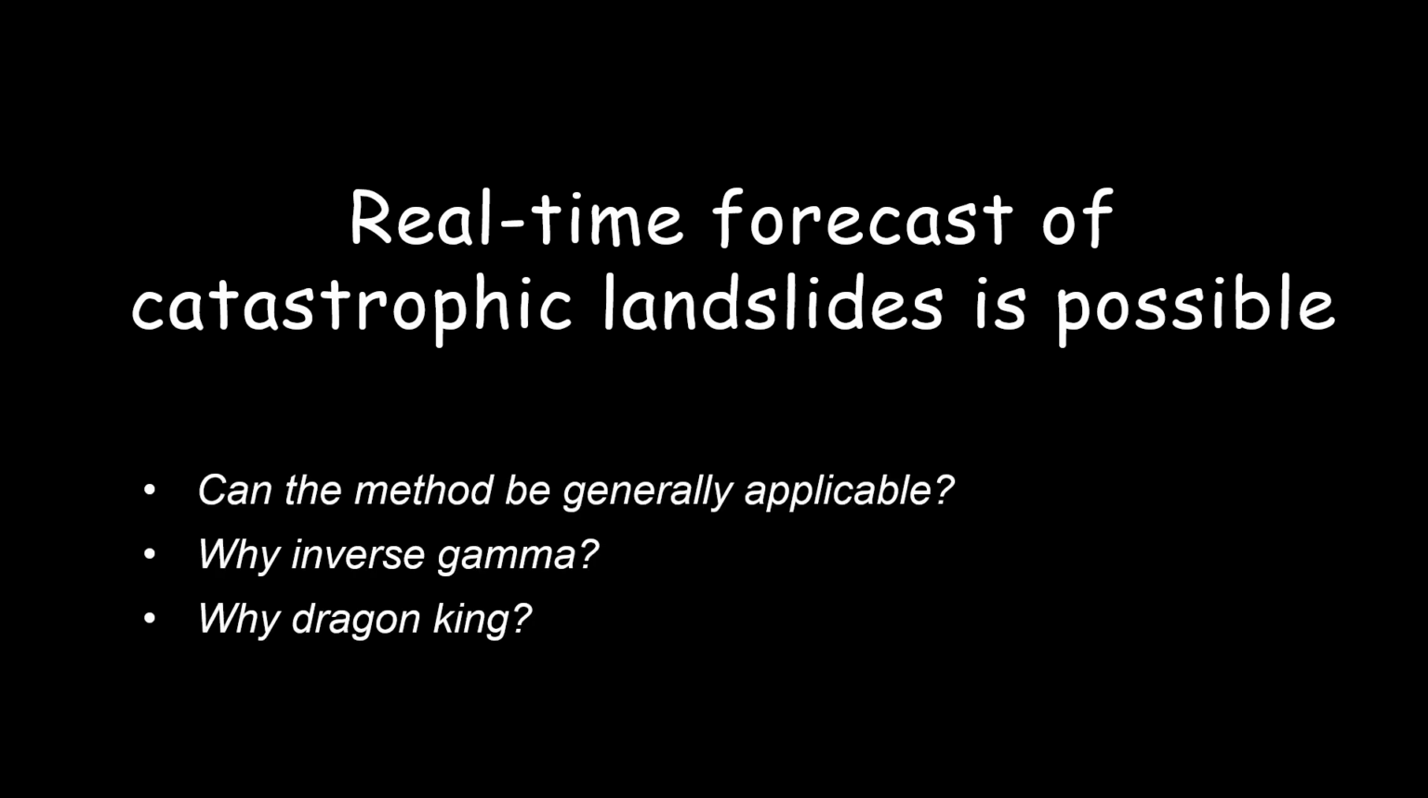From these different test cases, I hope you would agree with me that real-time forecast of catastrophic landslides is possible. However, you may still question me about whether my method is generally applicable: why inverse gamma, why Dragon Kings? To answer this question, we need to understand the mechanisms behind this phenomenon.